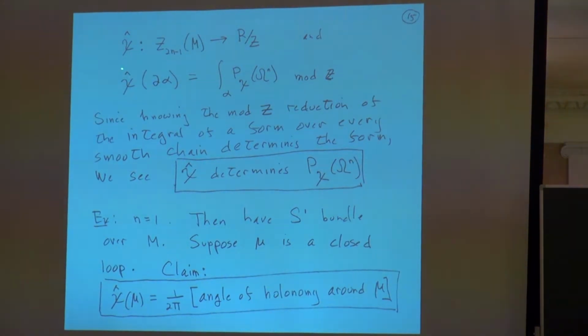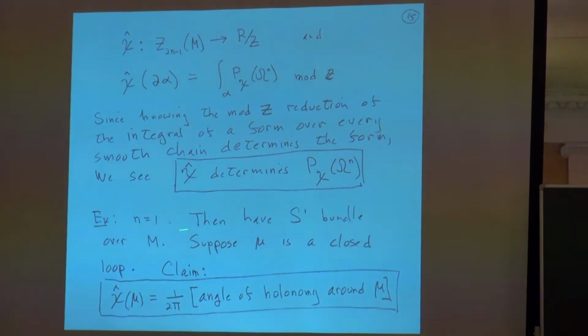So this chi hat carries more information than the Euler form itself. It says here, since knowing the mod Z reduction of the integral of a form over every smooth chain, and you do that because you just take its boundary, that already determines the form. We can see that chi hat determines this. So it carries more information. So let's look at one really simple example.